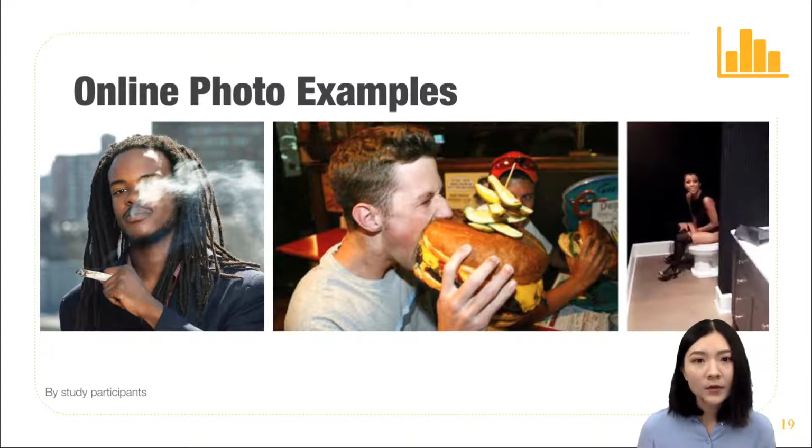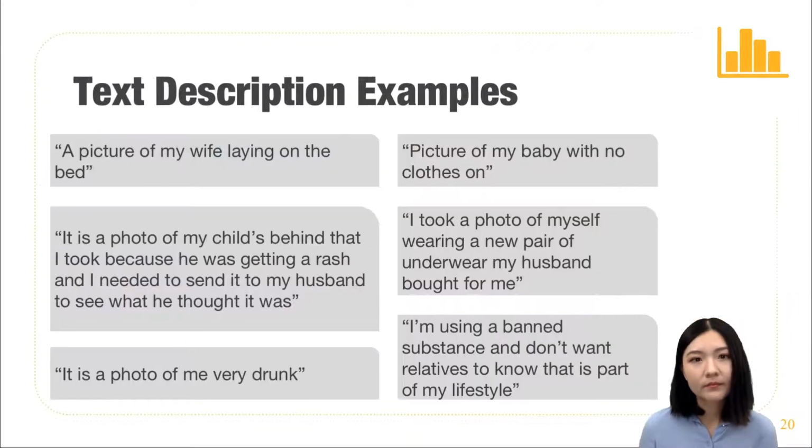So here are the online photos that they provided, for example, smoking illegal substances, unhealthy eating, or being on the toilet. If participants didn't want to share the photo they identified as sensitive, we asked them to provide a text description. For instance, here, a picture of my wife laying on the bed. Allowing people to share in the way they are comfortable is one of the methodological innovations we describe in the full paper.